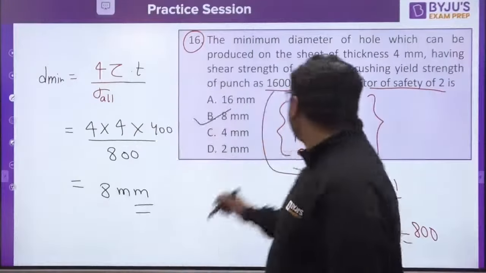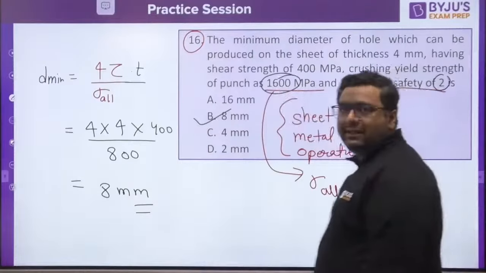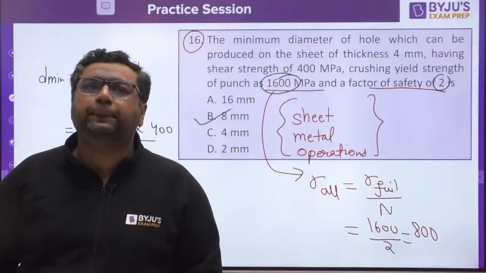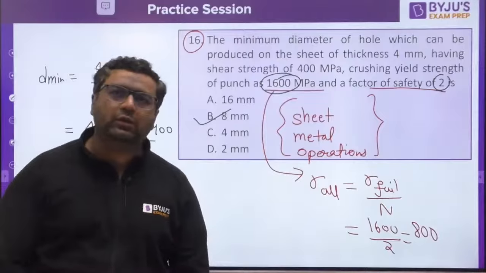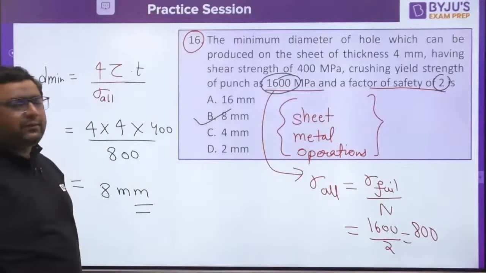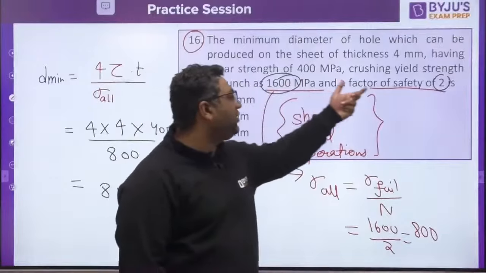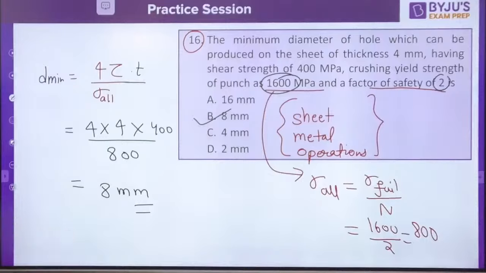B is the answer for that, because this factor of safety is given for this only. Mind it. So B is going to be the answer. Is it clear? Saikat, very good. Omkar, you got your mistake because it is mentioned that the crushing yield strength is 1600 MPa and a factor of safety of 2. So that is why the answer would be 8 mm for this.